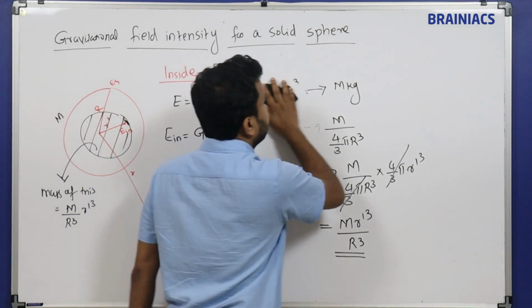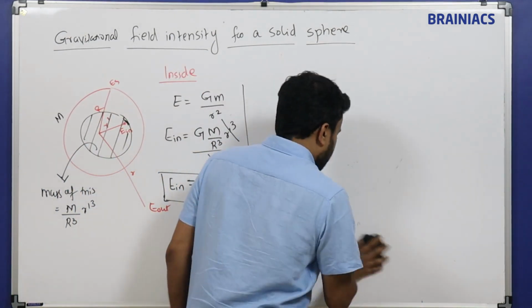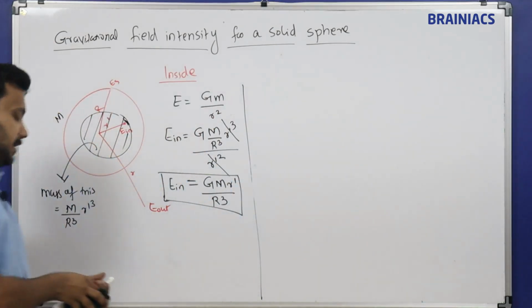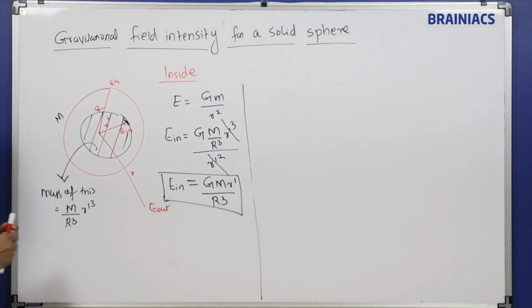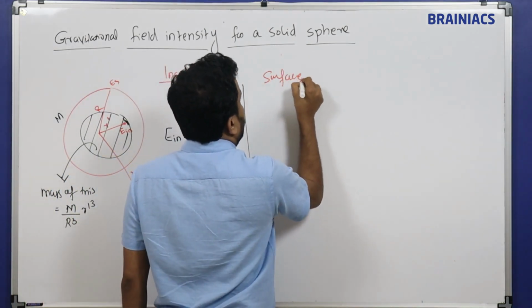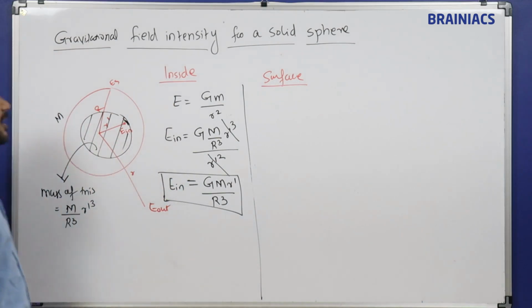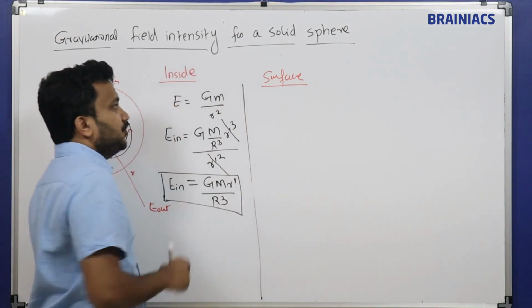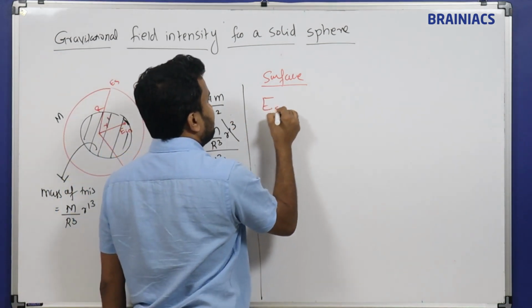So let me go here. Okay, so we will write. Inside is over. The next point is at surface. So we have gravitational field intensity inside, gravitational field intensity at the surface, and gravitational field intensity outside. Again we have the general equation, Gm by r square. Now we are writing at surface.